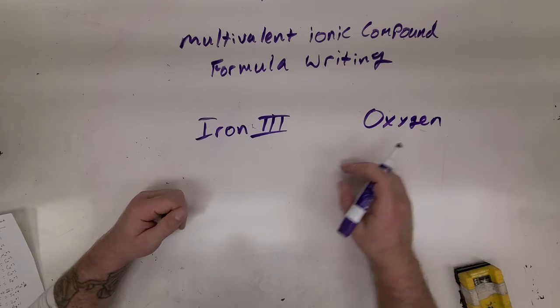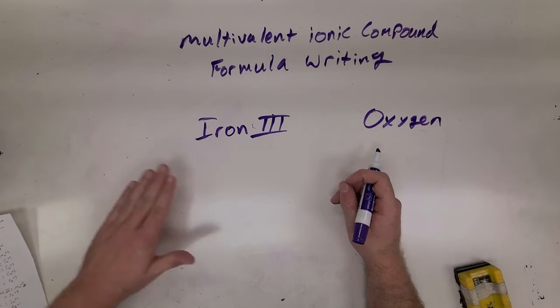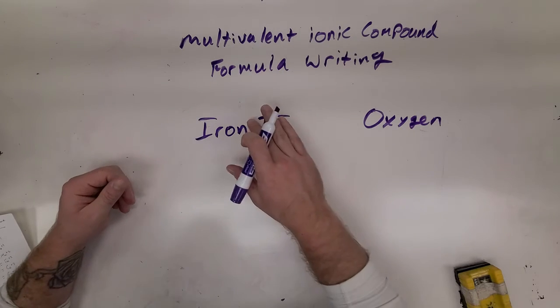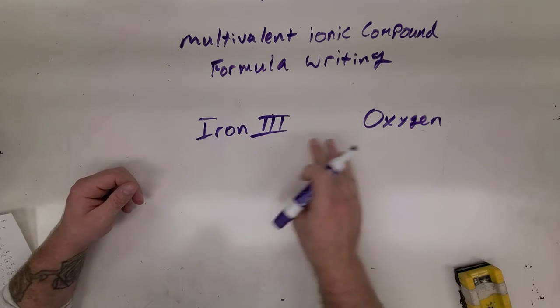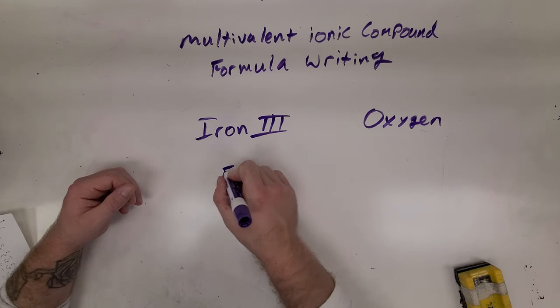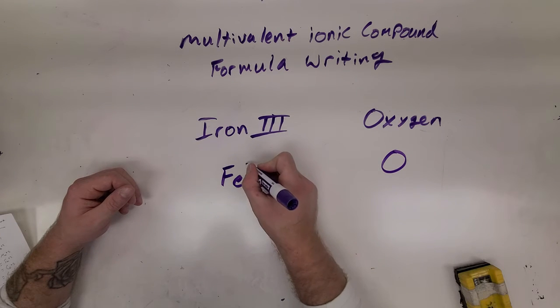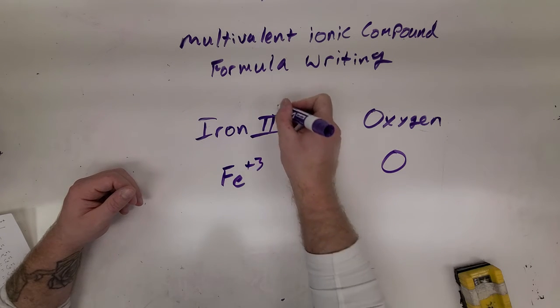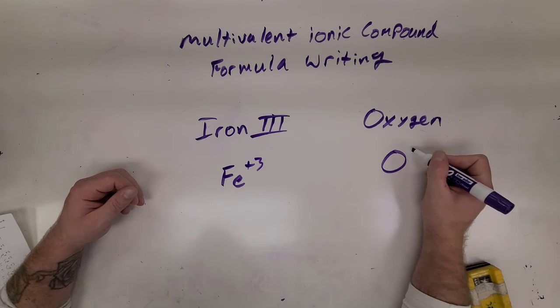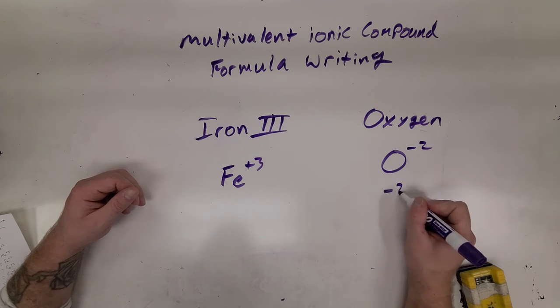All right, we're trying to make a compound with iron 3 and oxygen. This is actually what makes rust, not what makes rust appear. This is rust when you combine these two together. So first thing we got to do, write the symbols, write the charges. Iron 3 has a charge of +3. You know that from the Roman numeral. Oxygen is part of the oxygen group. It has a -2 charge. We'll write that down.